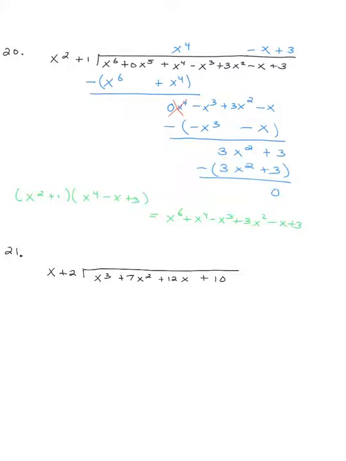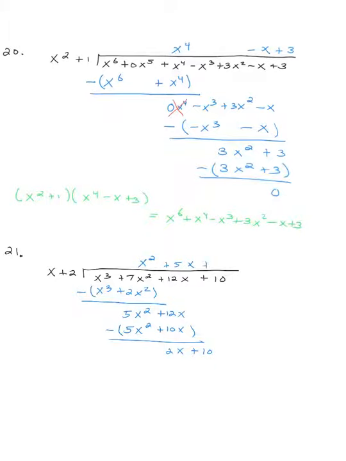X plus 2 divided into x cubed plus 7x squared plus 12x plus 10. I would have to first multiply by x squared because we get x cubed and then we get 2x squared. When we take the difference, we get 5x squared, and I'll bring down the 12x. So I now need to multiply by 5x. I get 5x squared plus 10x, and when I take the difference, I get 2x, and I'll bring down the 10. To cancel 2x, I'll multiply by 2. You get 2x plus 4, and when I take the difference here, I get 10 minus 4, which is 6, meaning there's something left over as a remainder.